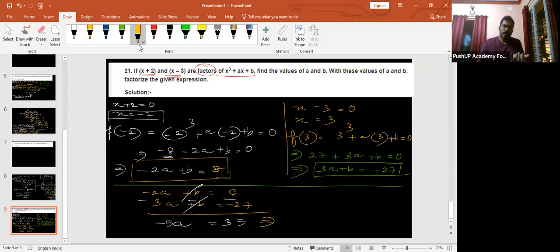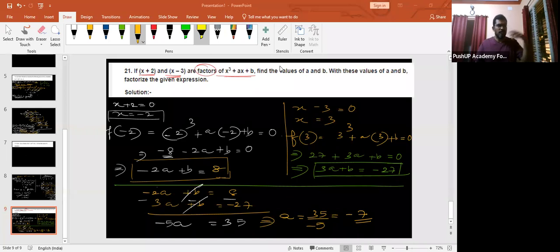Now, let's find the value of A. A will be 35 divided by minus 5, which is equal to minus 7. Right, children? A is equal to minus 7. Now you substitute the value of A as minus 7 into first or second equation, wherever you want, and you get the value of B. And you all said it is minus 6, right? Yeah, minus 6. Very good.